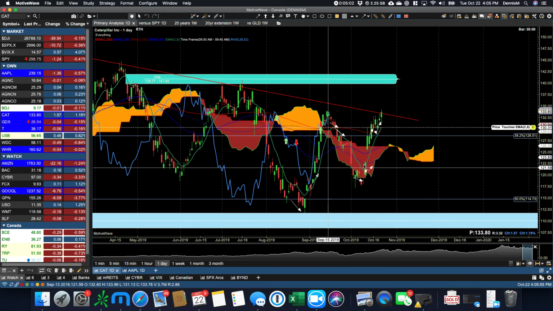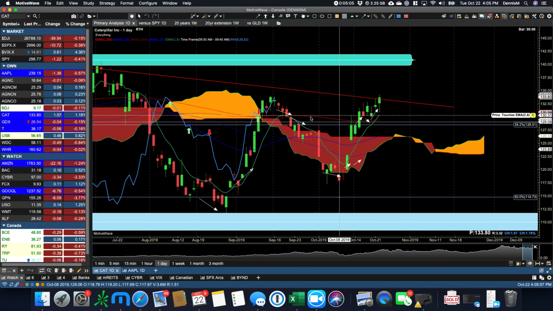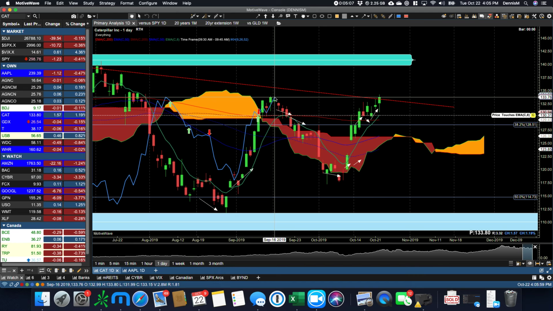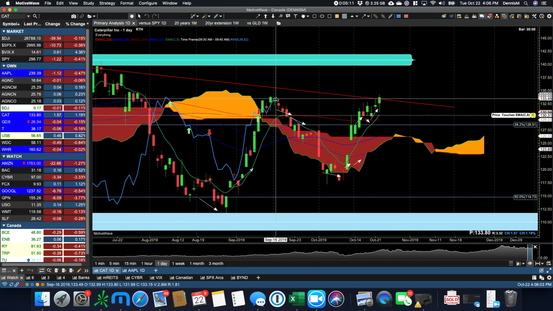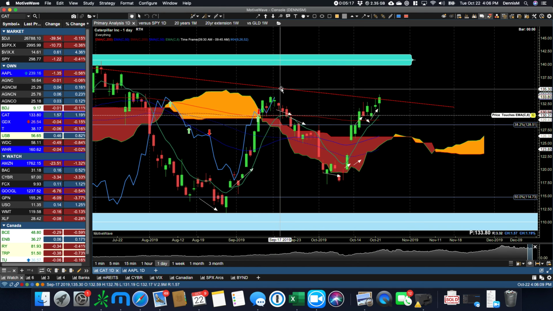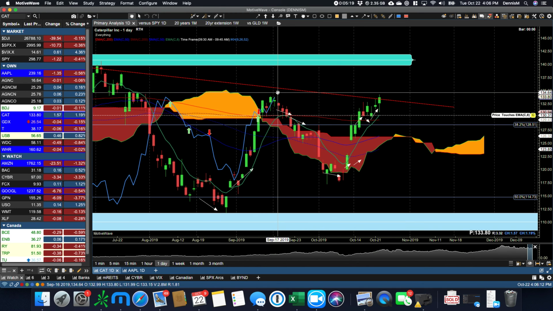Let's look at the Chiku span. What does that tell us? The Chiku span finished above this candle. Really, really important. That means that if earnings are good, this goes higher. There's no technical reason why Caterpillar should go down, but technicals go out the window when there's earnings.